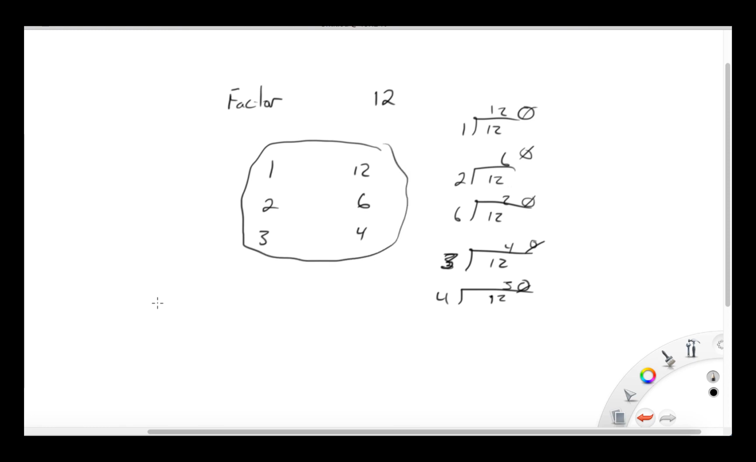And we could set it up like this. We could do in order 1, 2, 3, 4, 6, 12. And we could draw these lines 1 to 12, 2 to 6, 3 to 4, because each of those equal 12. Okay, so let's do a harder one.